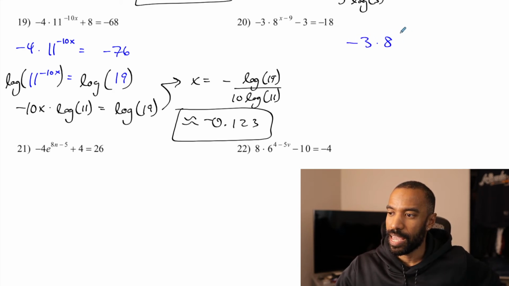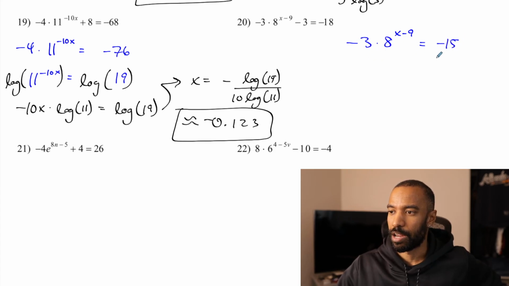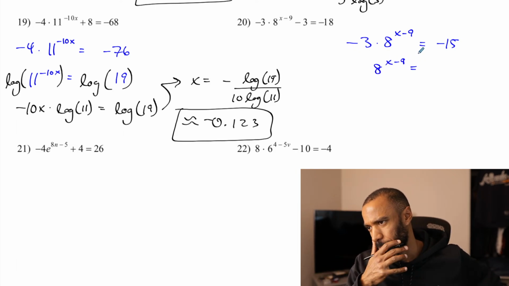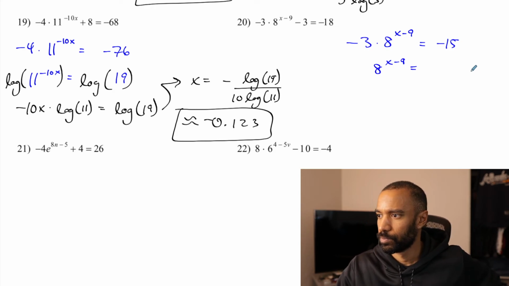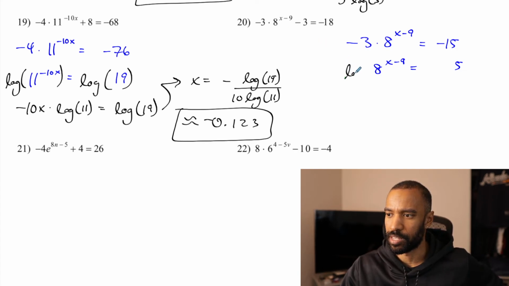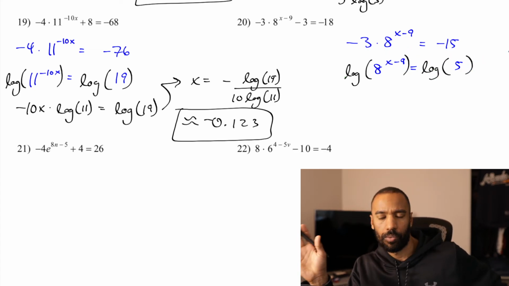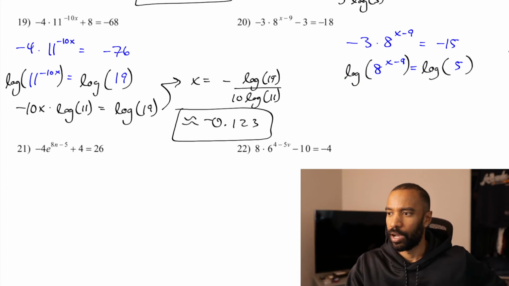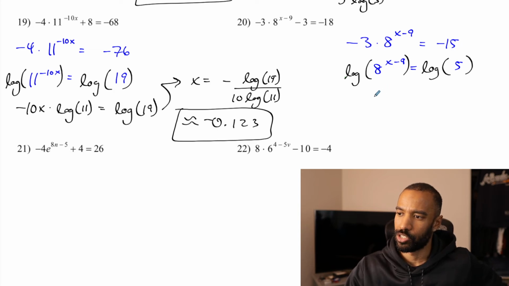Negative 3 times 8 to the x minus 9 power equals negative 15. Divide both sides by negative 3. 8 to the x minus 9 equals 5. I was thinking I could just write change of base instead of logging both sides each time, but I've gotten so deep into this that I probably should write it this way. Log both sides. You learn why the changes go the way that they do by writing this, I hope.